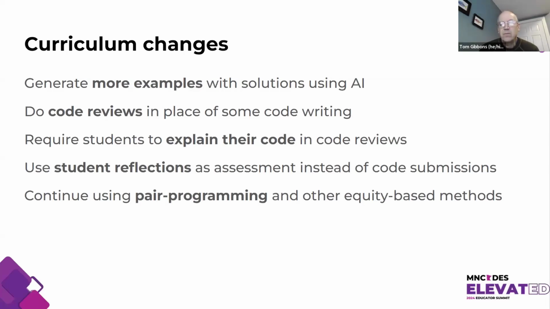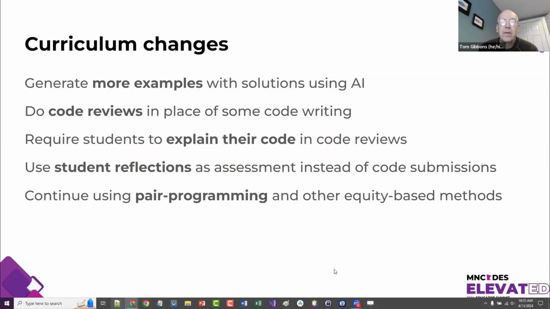The last thing we do is we continue to do a lot of pair programming. Ralph, did you have a question? No. Okay. So we continue to do a lot of pair programming here. It's a well-proven equity-based method, and we see it used in industry. And there we do the same thing where students are explaining code to each other.